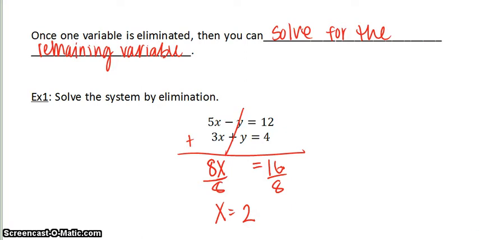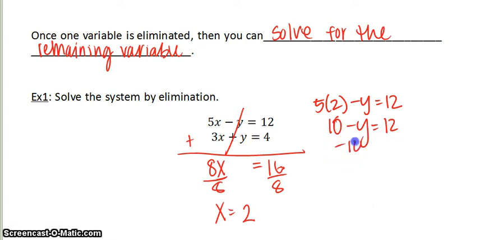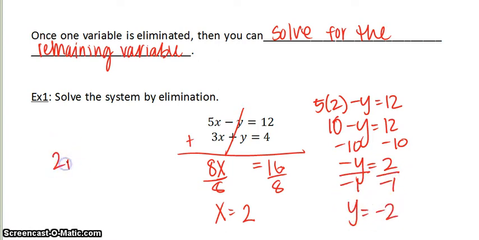We're not done. Now we have to plug it back into either one, whichever one you want. I'm going to do 5x. So 5 times 2 minus y equals 12. So that's 10 minus y equals 12. Subtract 10. So that is negative y equals 2, but divide by negative 1. So y equals negative 2. So I'd write that as my ordered pair, 2 comma negative 2. And that would be my answer.